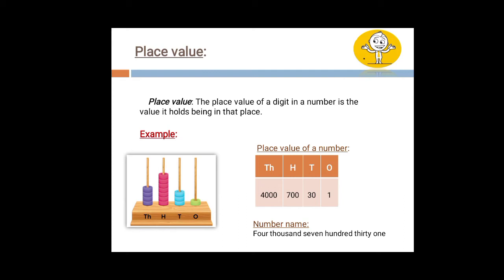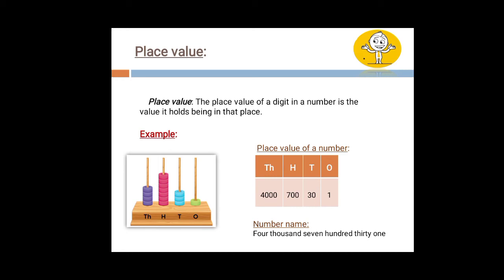Now here you can see on the left hand side there is one abacus, and in the abacus at the place of thousands you can see 4 purple beads. So when you write the place value of thousands you will write 4000. At the place of hundreds you can see there are 7 pink beads. So the place value of that will be 700.